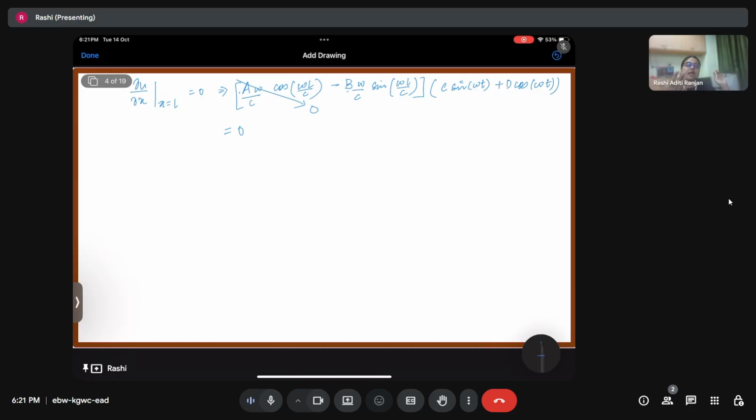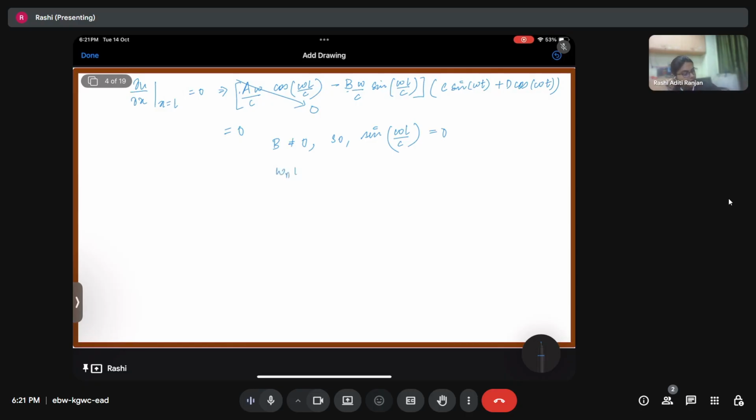So B cannot be equal to 0, which means that sin(ωL/c) is equal to 0. Now, from this equation only we are going to get the natural frequency equation, right? Because since sin(ωL/c) is equal to 0, what is going to happen further?